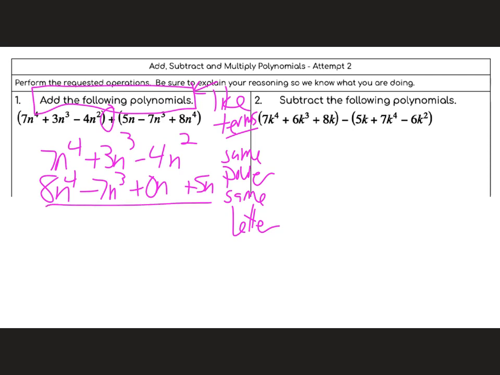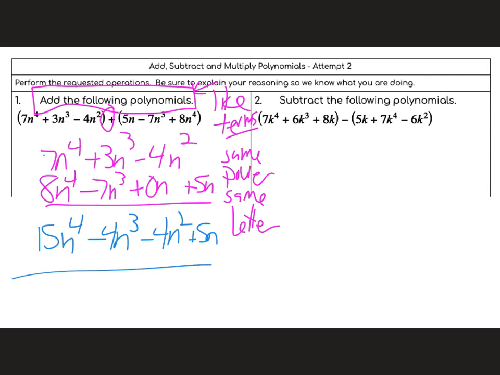Now we add up the like terms. 7 and 8 make 15n to the 4th. 3 and negative 7 make negative 4n cubed. Negative 4 and 0 is negative 4. 0 and 5 is 5. And that's what we did for that one.